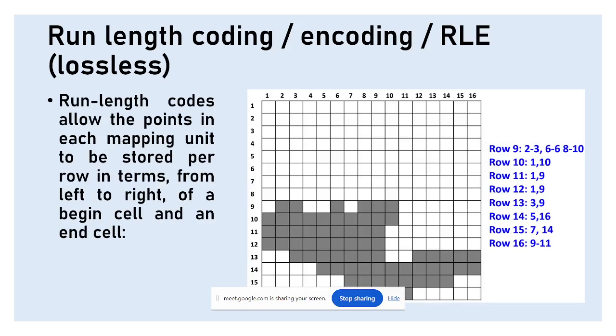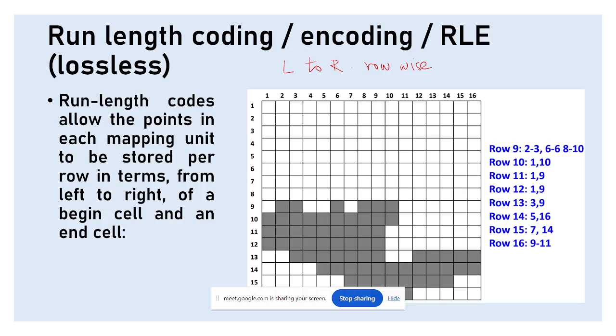In this case, the run length codes allow the points in each mapping unit to be stored per row, from left to right, in terms of a begin cell and an end cell. So in run length coding, you have to remember we are always going to move from left to right, and that too row wise, not column wise. We will be moving from left to right in each row.